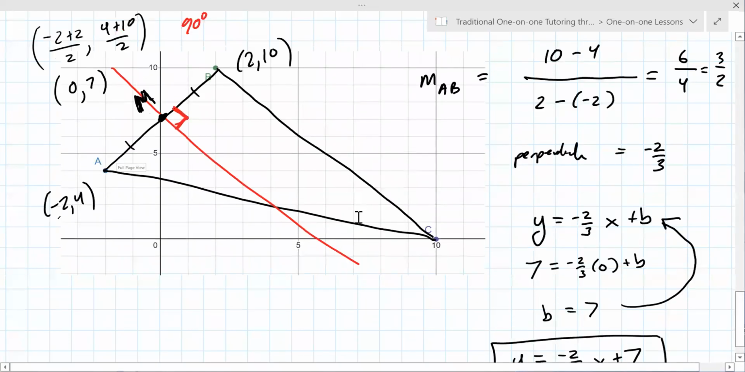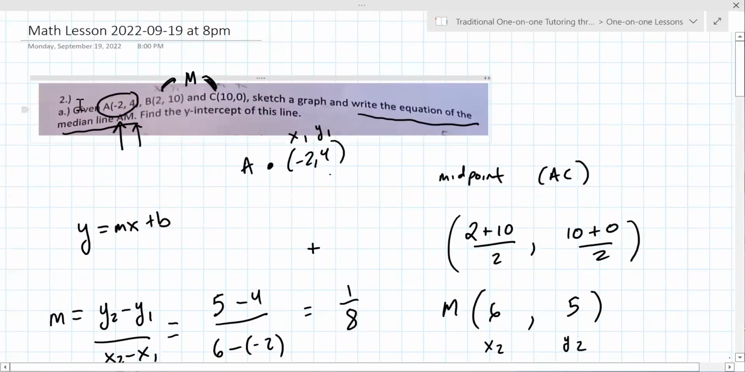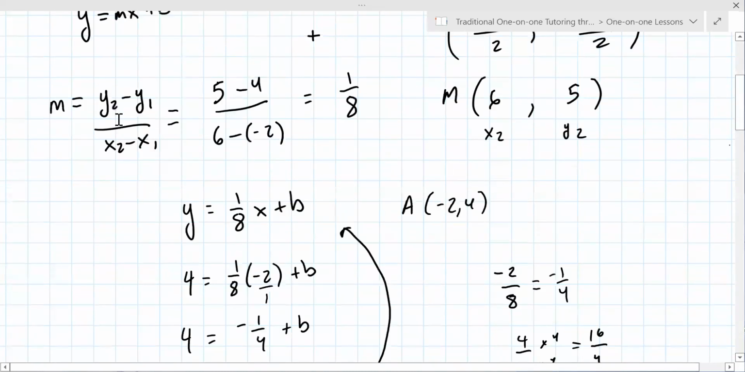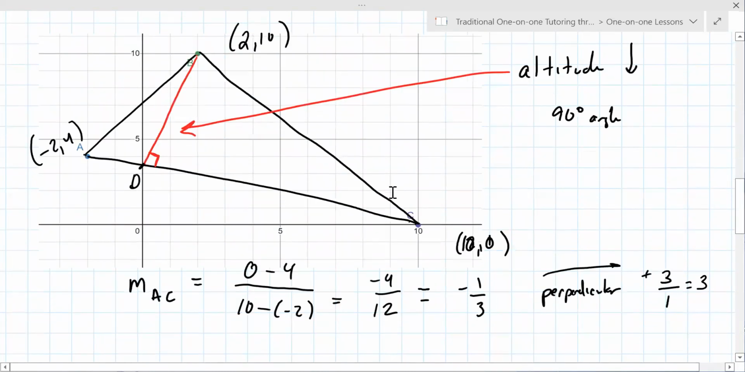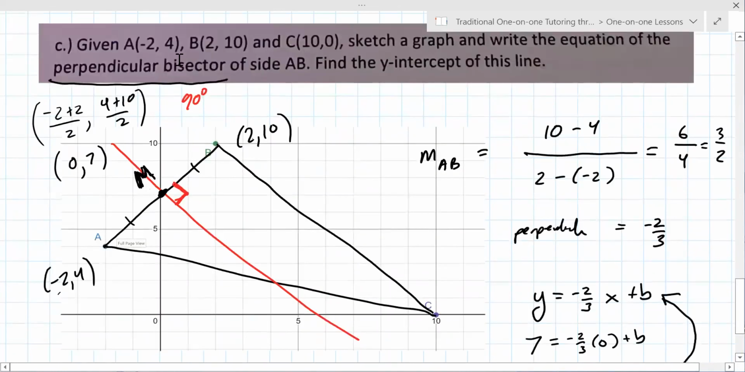If it were me, I know you don't have much time, but I would do each of these over again. Median, altitude, and then perpendicular bisector. Make sure you got each of those down cold. Yeah. I'm also going to review yesterday's video too.